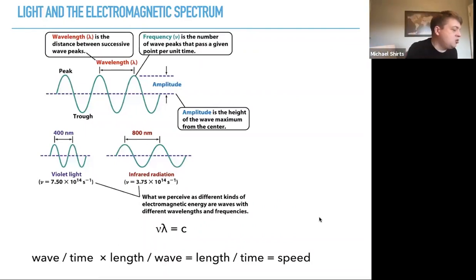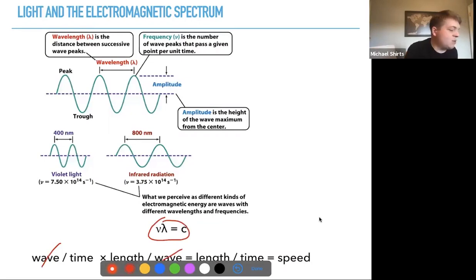Okay, so generally, if you just remember this equation, one can figure out most of the other relationships. So that's the one to always keep in mind, always remember. Frequency times wavelength equals the speed.